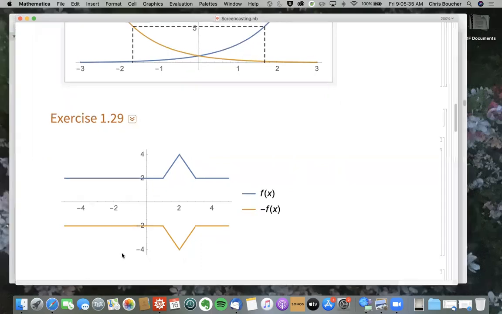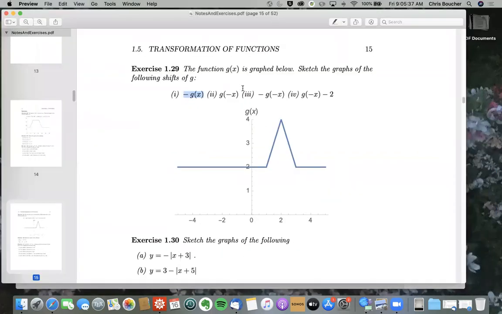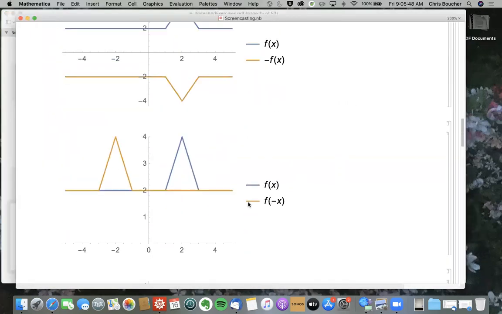On the other hand, if we try to figure out this one, now I have a minus sign in front of the input, that's going to be a horizontal reflection, a reflection through the y-axis. And so visually, that looks like this. They're on top of each other a little bit here in these flat parts, but you can see that this blue point here gets reflected through the y-axis to this orange point over here.